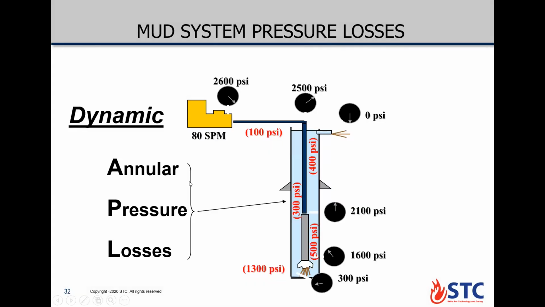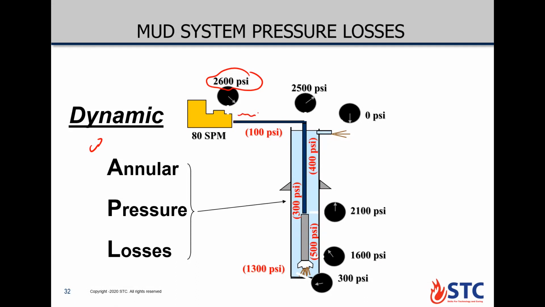So what about dynamic pressure? For dynamic bottom hole pressure, now we have pumps running. The pump pressure is about 2,600 PSI at 80 SPM. So what is the pump pressure, guys? The pump pressure is the pressure required to overcome all pressure losses inside the system. So here we have 2,600 PSI.